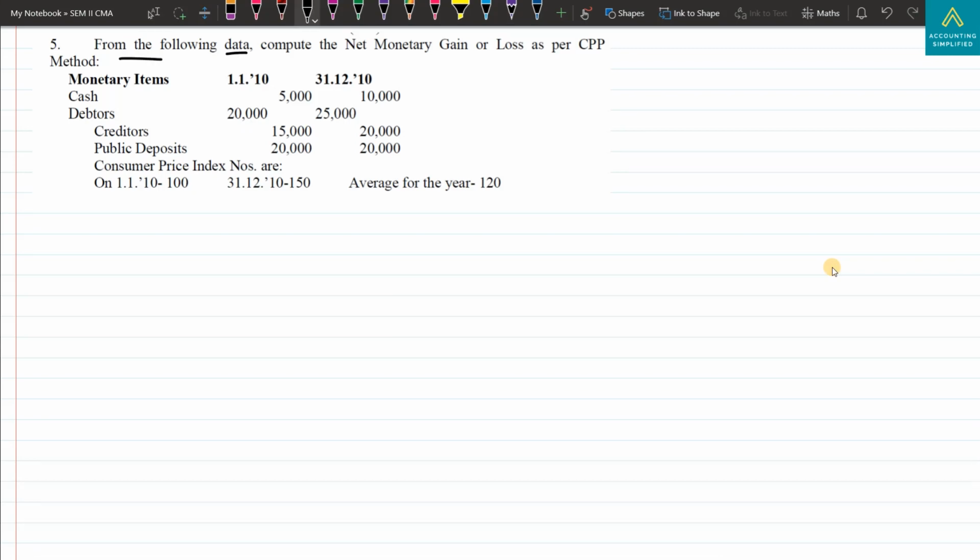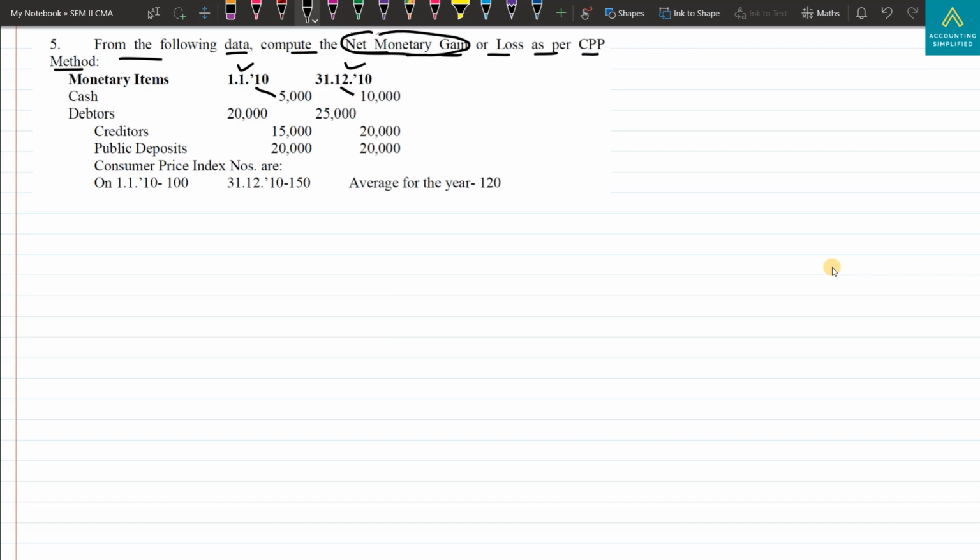From the following data, compute net monetary gain or loss as per the CPP method, the current purchasing power method. Monetary items on 1/1/2010 and 31/12/2010: cash is 5,000 and on the last date it is 10,000. Debtors 20,000, 25,000. Creditors and public deposits are given.